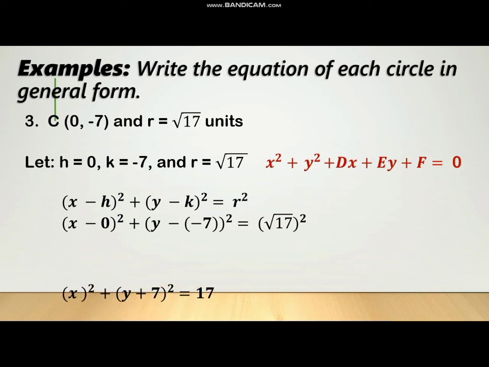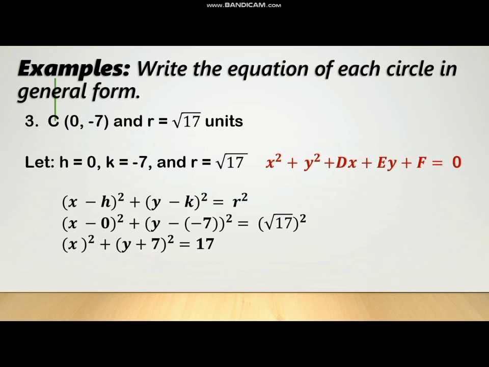So, x minus 0 is x. That's why it's x squared. Then, the square of y minus negative 7. So, dalawa yung operation. Gawin nating plus. So, that is y plus 7 squared. And then, the square of square root of 17 is equal to 17. So, ang tanging e-expand lang natin yung square ng y plus 7.